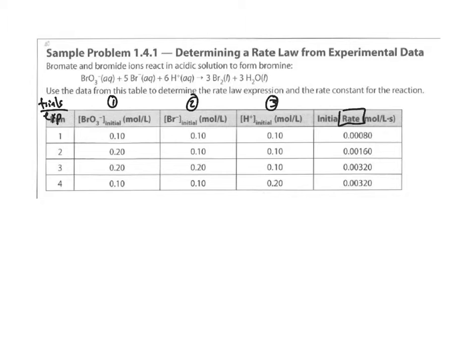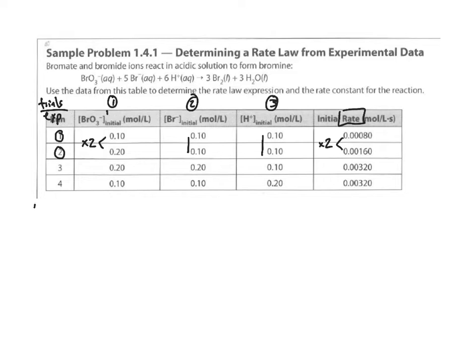So first off, let's try and figure out the rate with respect to this bromate, this BrO3 minus. So in this instance, if I look at trials 1 and 2, the bromate increases by a factor of 2. The bromine is constant. The H plus is constant. And if I look at this rate, going from 80 to 160, that is also increasing by a factor of 2. Same factor, so it is first order.